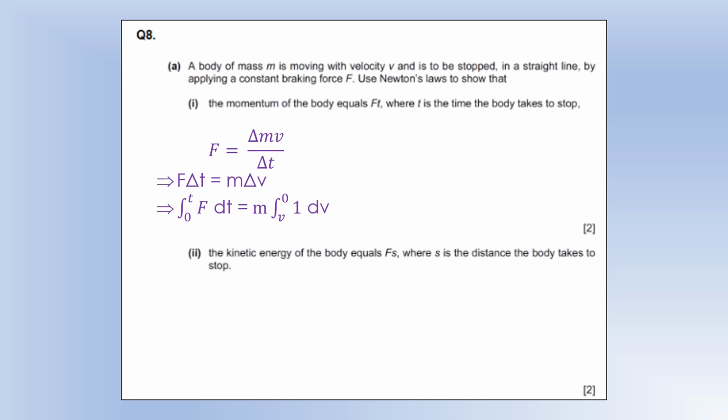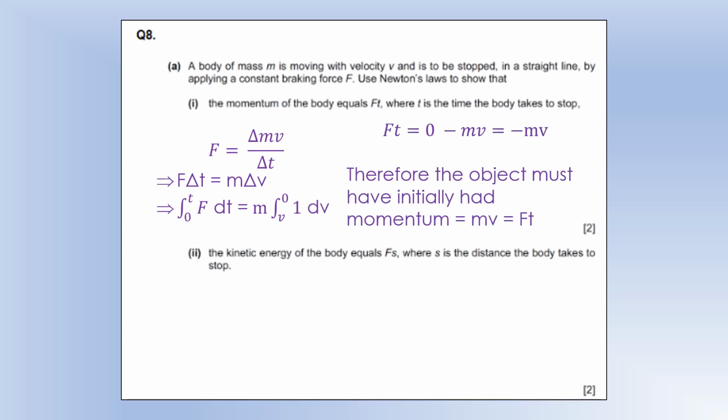We're told that force is constant, so integrating force with respect to time just gives you Ft. Integrating 1 with respect to dv just gives you v, but we're doing it between the limits of 0 and v, so we get 0 minus mv, which is just equal to minus mv. Essentially, that means the object must have initially had momentum of mv, so then you lose mv and have no momentum at the end.